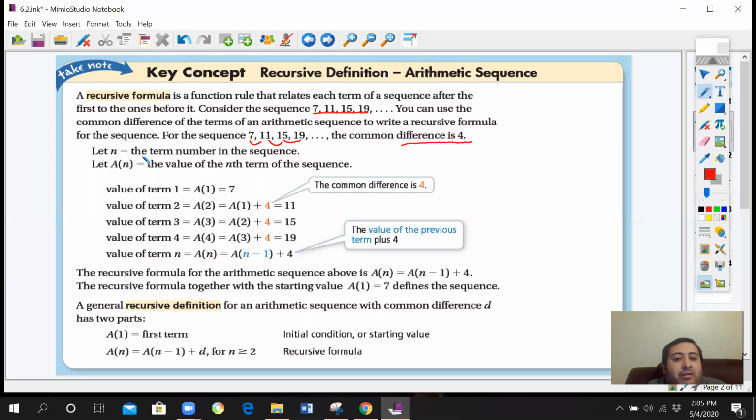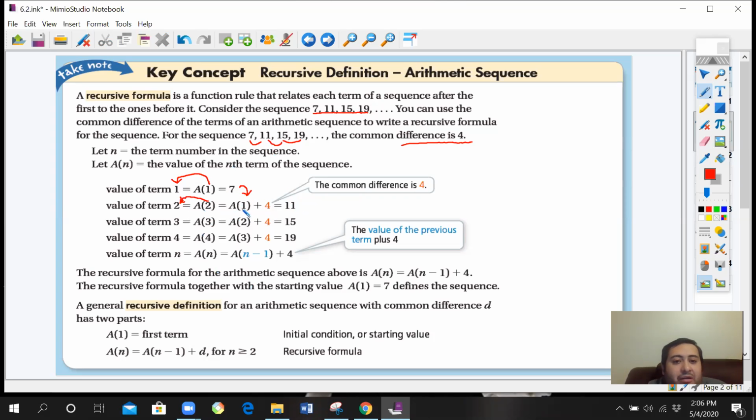Let n equal the term number of the sequence. Let a(n) be the value of the n-th term of the sequence. So we have an example here. Your A1 is basically your first term. The 2 here represents your second term. As you can notice, your A1 will give you a value of 7. So 7 plus 4 will give us the next value, 11, as you can see here.